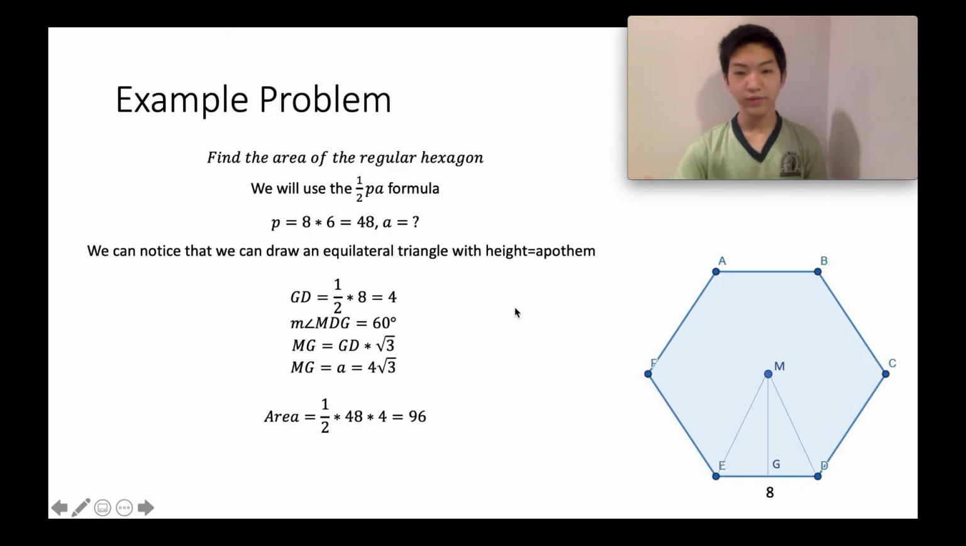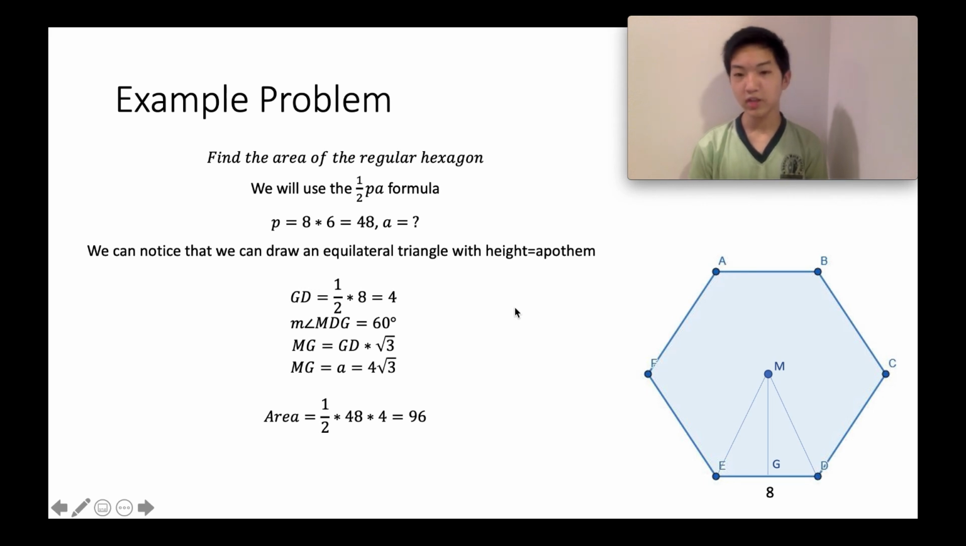So now we're given a more difficult example problem. It says, find the area of the regular hexagon. Well, to solve this, we're given a side, but we do not know the apothem, so we'll have to solve the apothem on our own.